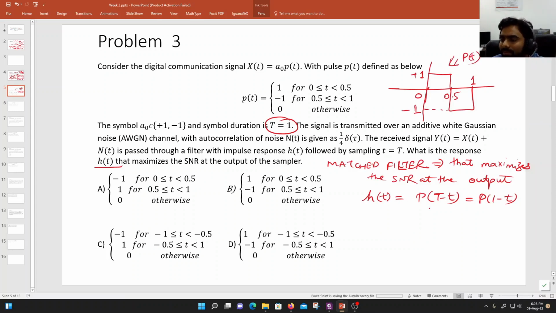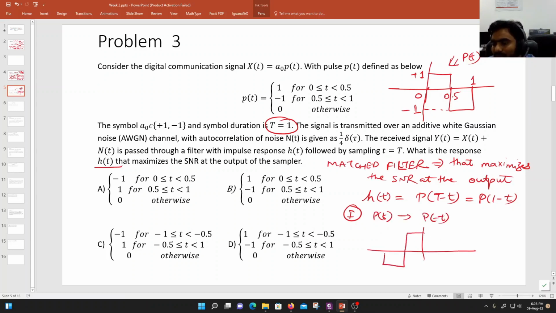Now we can solve this question in 2 steps. First step, step number 1: we will first convert our pulse p(t) to p of minus t. It's an inverted response, just a mirror image of this one, that is plus 1 up to 0.5 and minus, so it would be p of minus t. Clear?